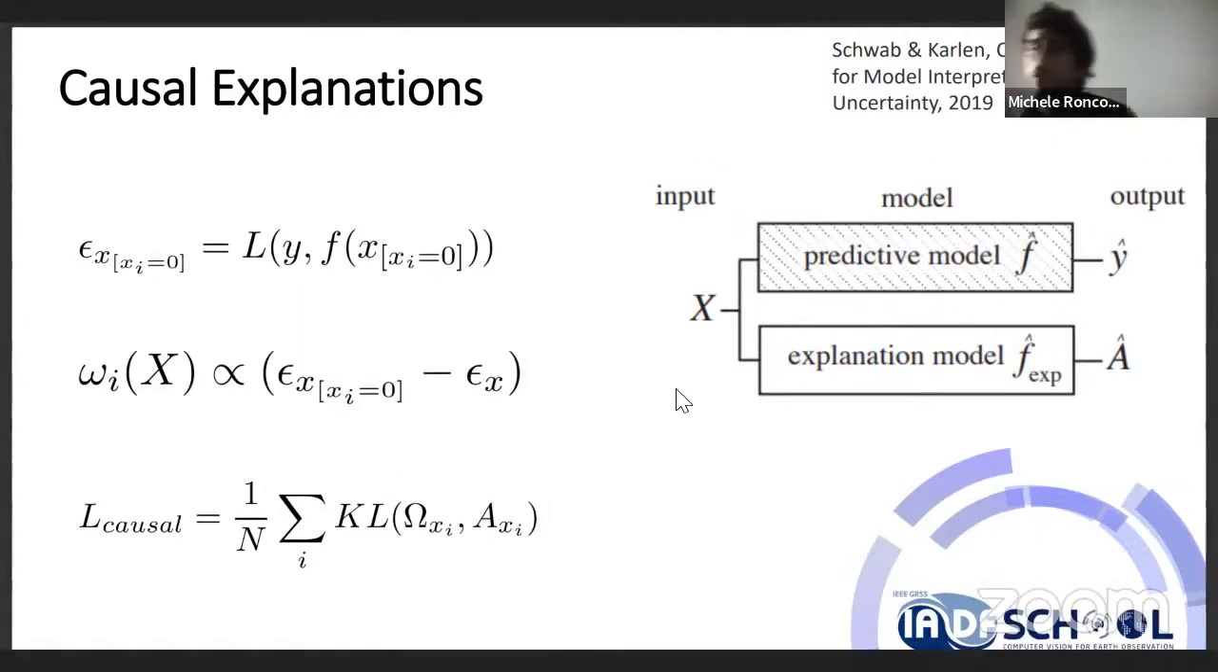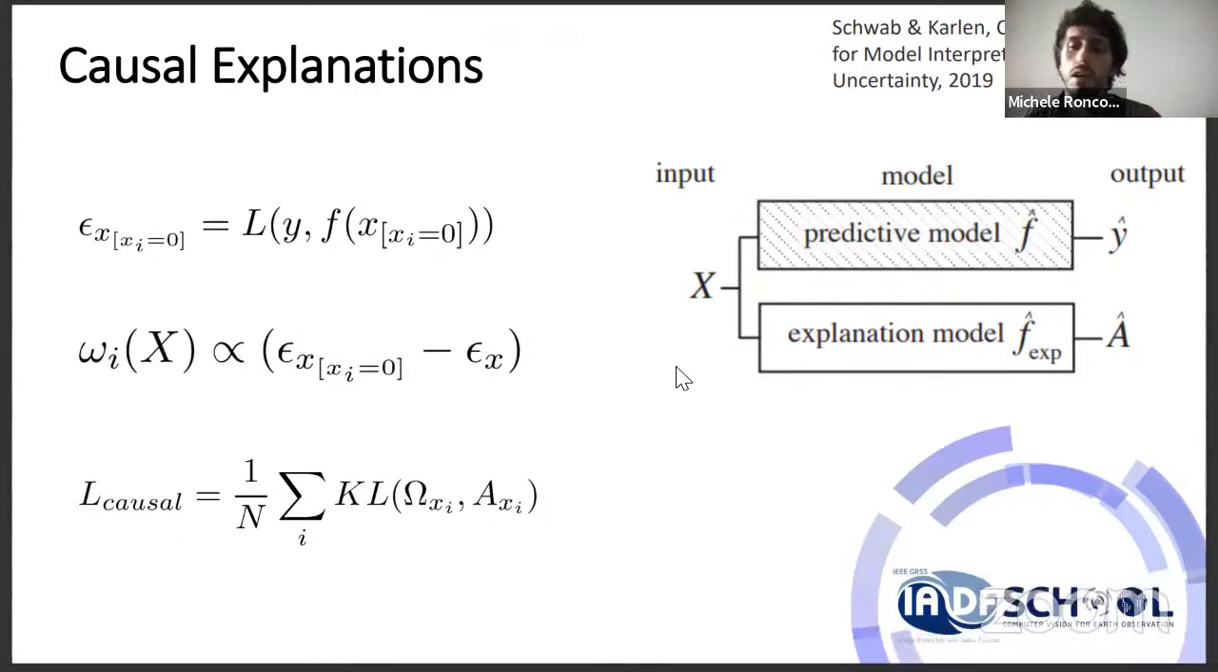which is given by the average KL divergence, the Kullback-Leibler divergence, between the distribution of this omega, so the distribution of the errors when we eliminate some features, and the A, which are the explanations produced by the models. So the explanations are produced and learned by minimizing this KL divergence with what is basically the variation in the error produced by eliminating some features.